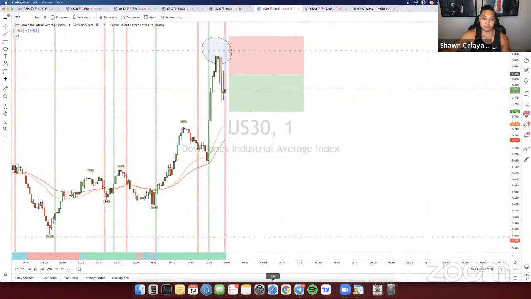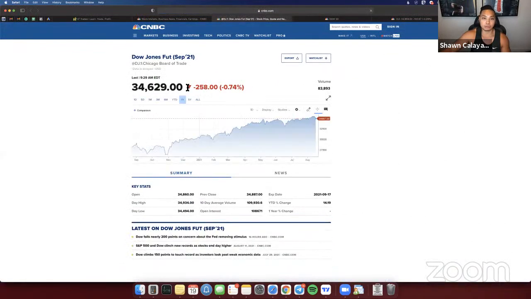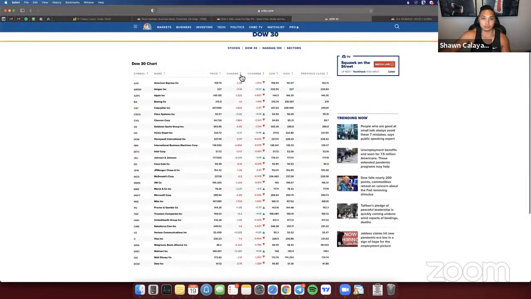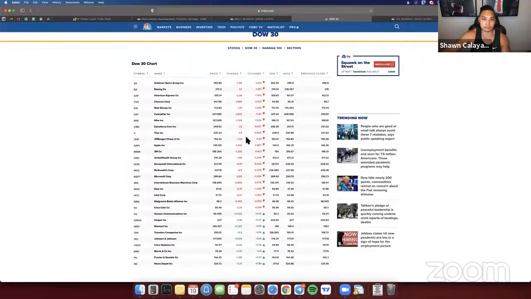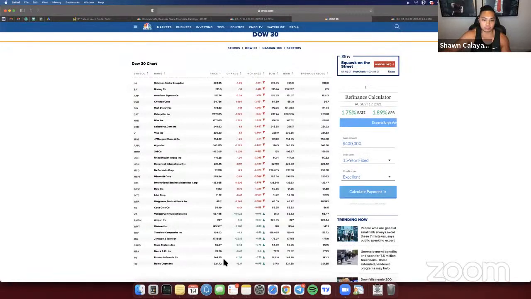But I'm waiting for like an actual good entry. So looking at the index over here, index is still down 258 points. Looking at the Dow index over here, it's still very red. But there's a couple stocks that are shifting to the green side. The main one is Home Depot. It's up 3 points. Procter & Gamble's up 1 point. Everything else is up less than a point.